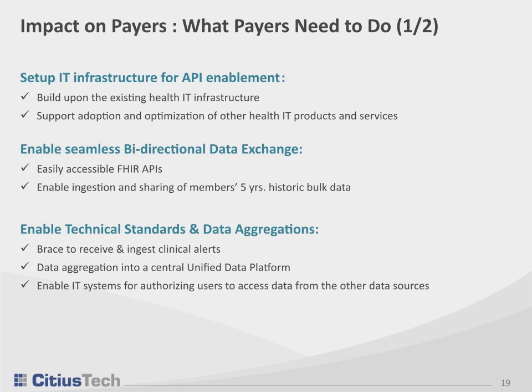First things first, there is a change, and what does that mean? That means change in IT infrastructure, and of course that is for API enablement. CMS is talking about data exchange using API, using the FHIR standard. So there will be a new IT infrastructure required in terms of software, hardware, whatever, and people will have to adopt the new way of exchanging the data. They probably have to build upon their existing health IT infrastructure, but they'll still have to change.